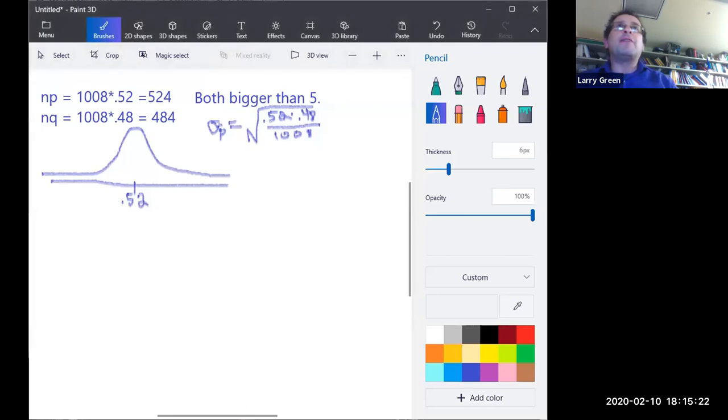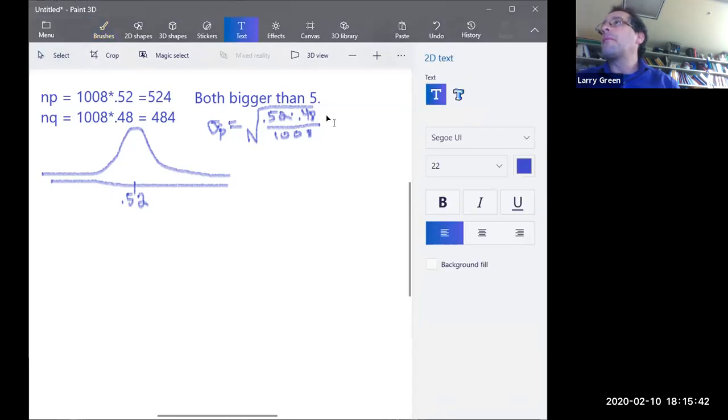All right, well, if I do that, let's do that. SQRT, I'm just going to type that into Google and let it do it for me. 0.52 times 0.48 divided by 1008. And I get 0.0157 about. Any questions on that so far?